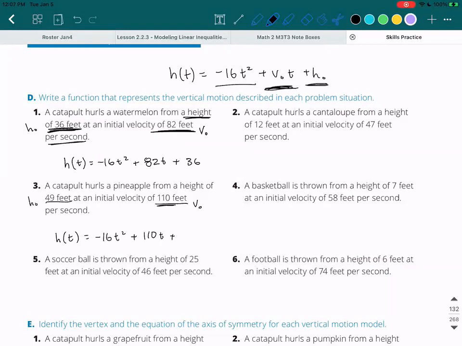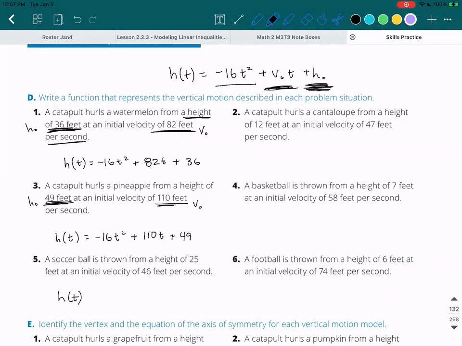And then finally, as the last part of our equation, you're going to add the initial height, so the h naught. So what was our initial height? 49. So plus 49. All right. So I think this one is the most straightforward section, which I enjoy, and I'm sure you guys will as well. So let's do number 5 together.